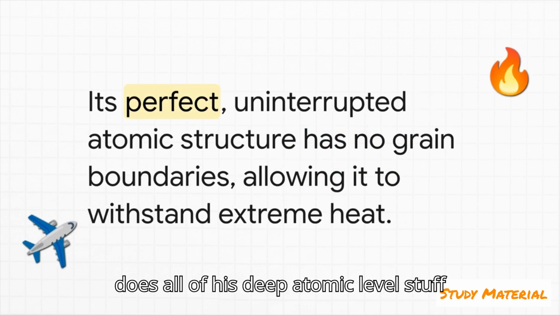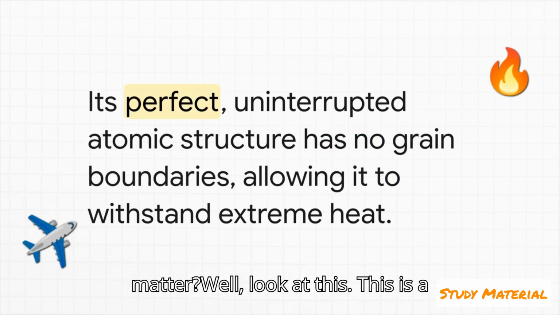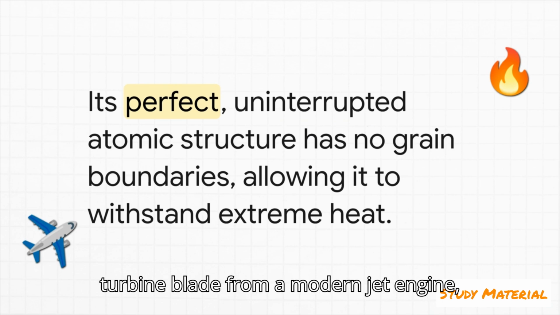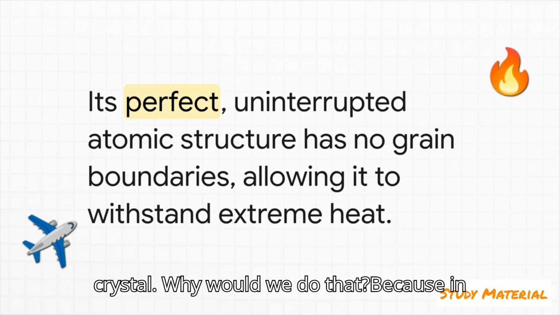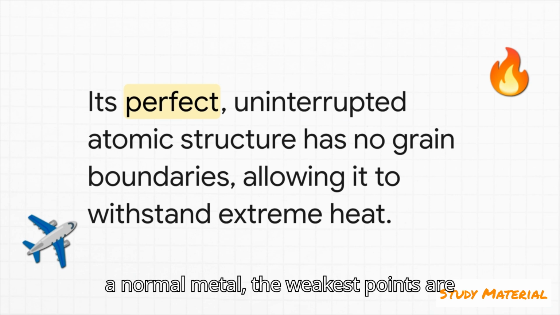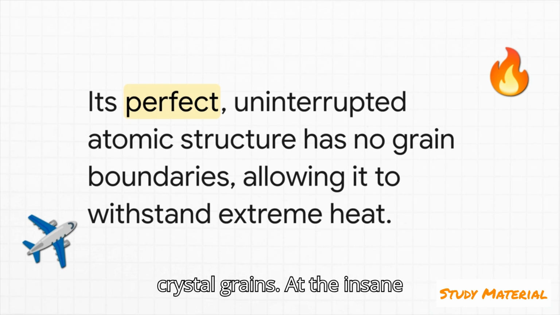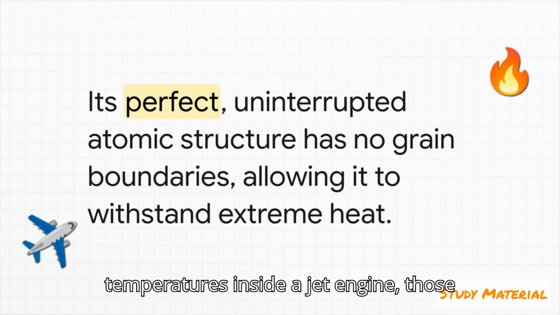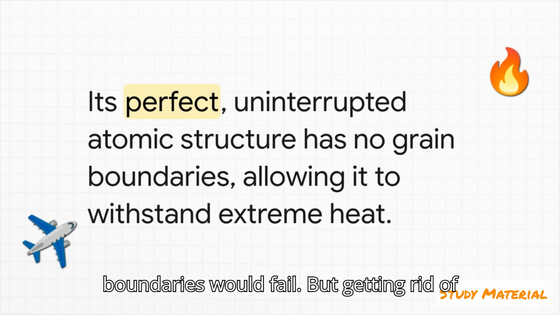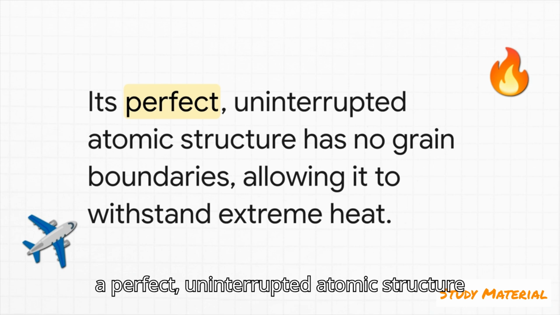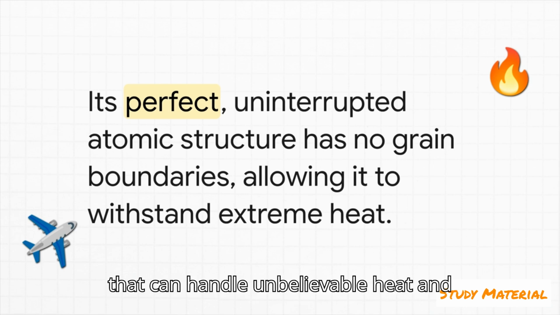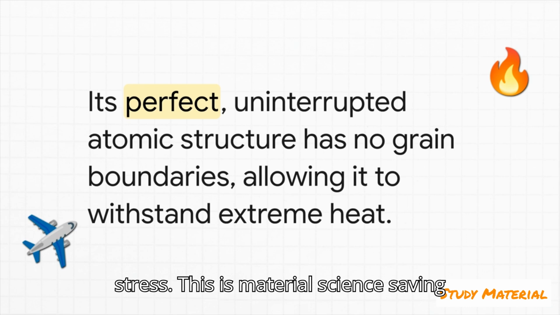So why does all of this deep atomic level stuff matter? Well, look at this. This is a turbine blade from a modern jet engine, and it's grown as one perfect single crystal. Why would we do that? Because in a normal metal, the weakest points are the boundaries between all the tiny crystal grains. At the insane temperatures inside a jet engine, those boundaries would fail. By getting rid of them completely, you create a blade with a perfect, uninterrupted atomic structure that can handle unbelievable heat and stress. This is material science saving lives.